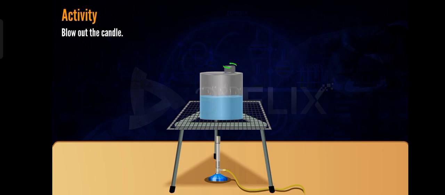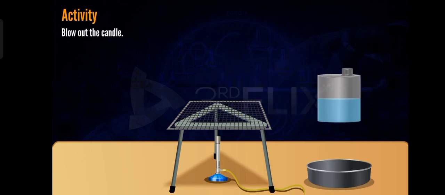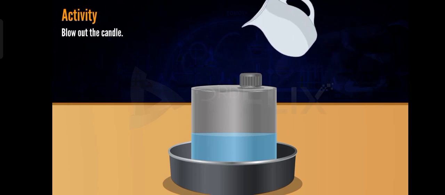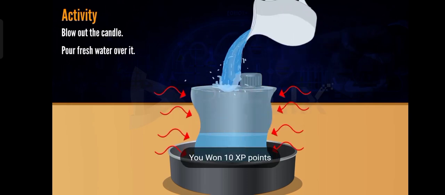Put the lid tightly on the can. Put the can carefully in a shallow metallic vessel or a wash basin. Pour fresh water over the can and observe.